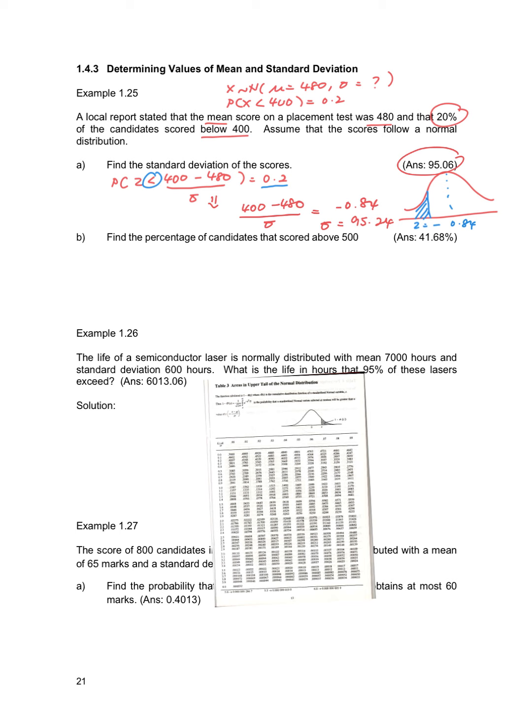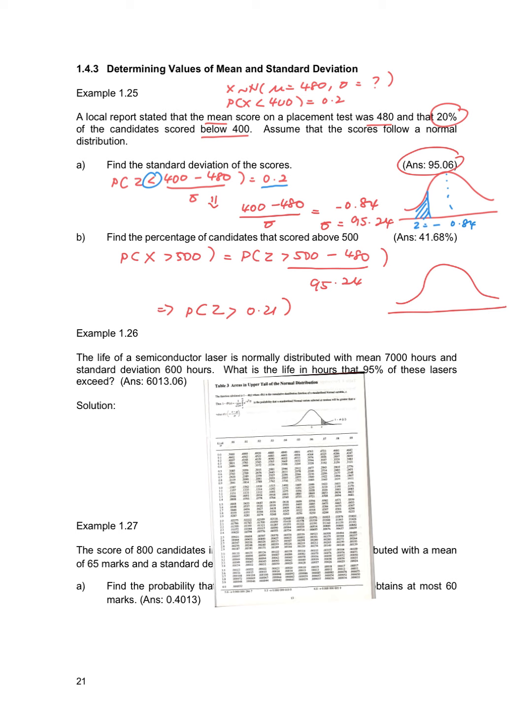Okay, B, find the percentage of candidates that score above 500. Okay, yang ni kita nak cari probability lah. So we want to find the probability value, probability of score above 500. Okay, so ini buat macam biasa. Kita dah tahu value sigma tadi. Okay, so kita akan convert X menjadi Z. So P of Z more than 500 minus mu. Mu is 480 over 95.24. Okay, so kita akan dapat probability of Z more than 0.21.